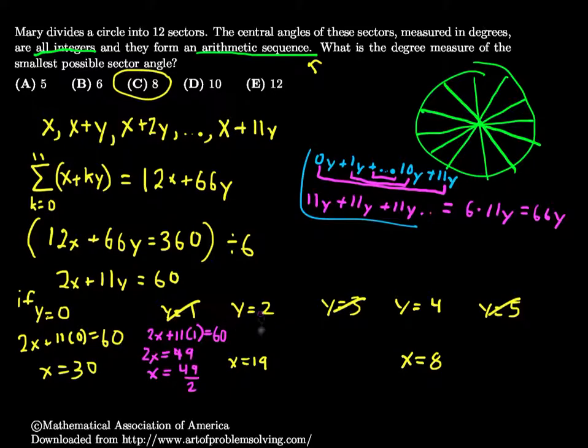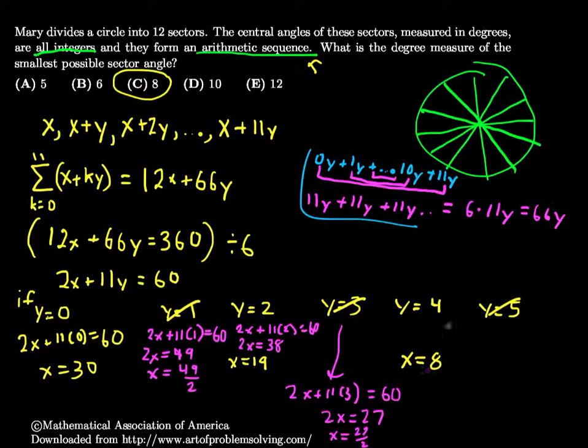This one, we had 2x plus 11 times 2 equals 60. 11 times 2 is 22. Subtract it, we get 38. So 2x equals 38, and we see, okay, 19. This one I'm going to bring down a little bit because I have some more room. So 2x plus 11 times 3 equals 60. And 33, subtract it, 2x equals 27. So x equals 27 halves, no good.